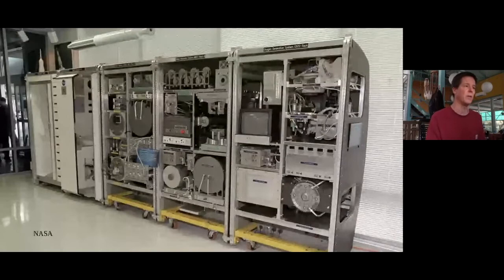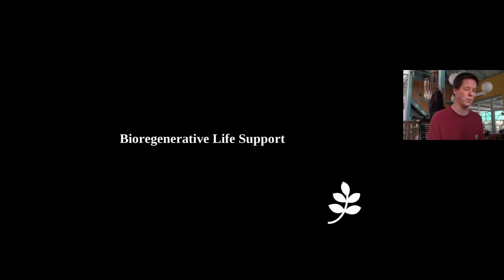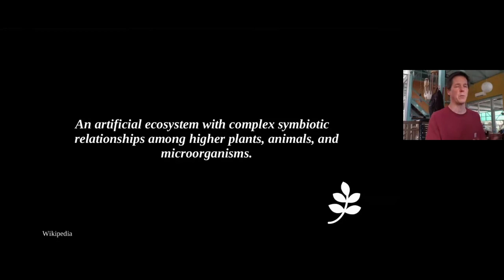We also have bioregenerative life support systems. And that means that we're working with a combination of higher plants and animals and microorganisms. We're really trying to reproduce the environment that we're accustomed to here on Earth in smaller systems with the least complexity possible. And that's the key. What is the minimum complexity required to keep a human being alive using plants and animals?